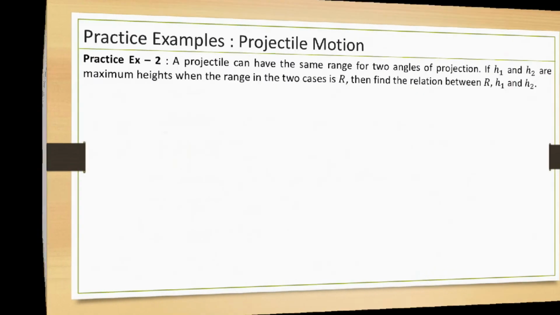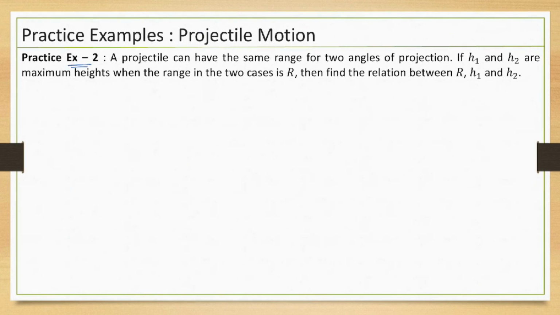Let's see practice example number 2. A projectile can have the same range for two angles of projection. Let's consider theta 1 for the first angle and theta 2 for the second angle. Then what is theta 1 plus theta 2? If theta 1 is equal to theta, then theta 2 must be equal to pi by 2 minus theta. If h1 and h2 are the maximum heights when the range of both cases is R, then find the relation between R, h1 and h2.